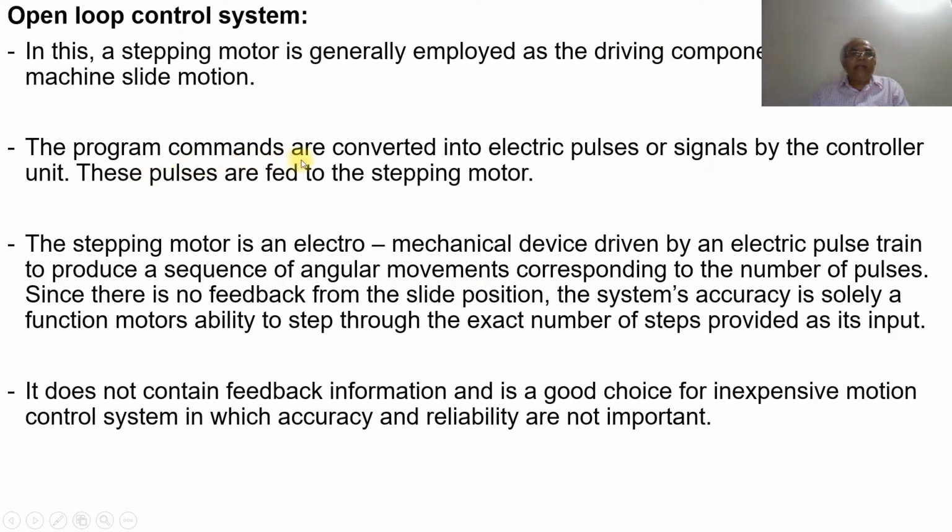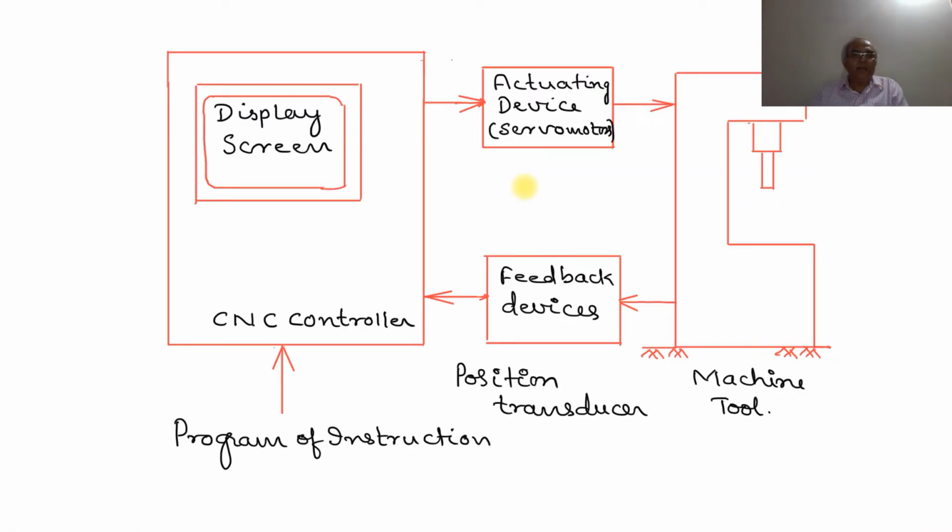The program commands are converted into electric pulses or signals by the controller unit. These pulses are fed to the stepping motor. So here is the controller unit. Suppose I say M03, it is the spindle start. Then we say G01, X100, Y50 and Z-5, then feed rate F30 and spindle 1000 RPM.